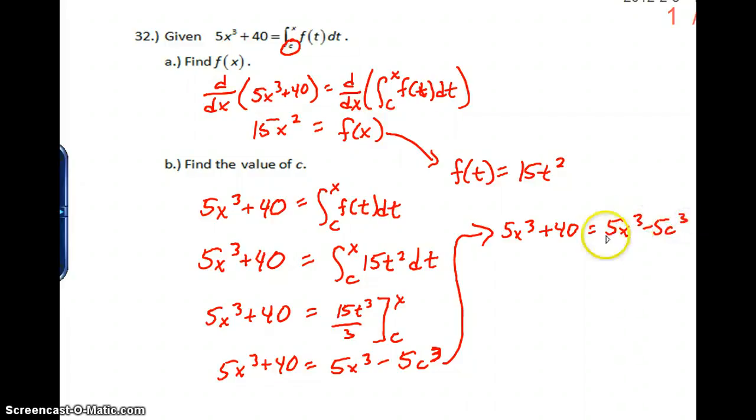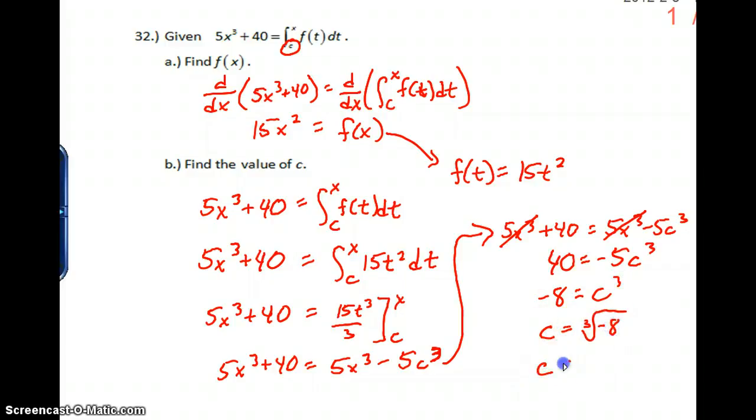Well, they both have a 5x cubed, so if we subtract that, those would disappear. 40 equals negative 5c cubed. So now, divide by negative 5. So 40 divided by negative 5 would be negative 8 equals c cubed, and so c would be equal to the cube root of negative 8, which is negative 2. So c must be negative 2.